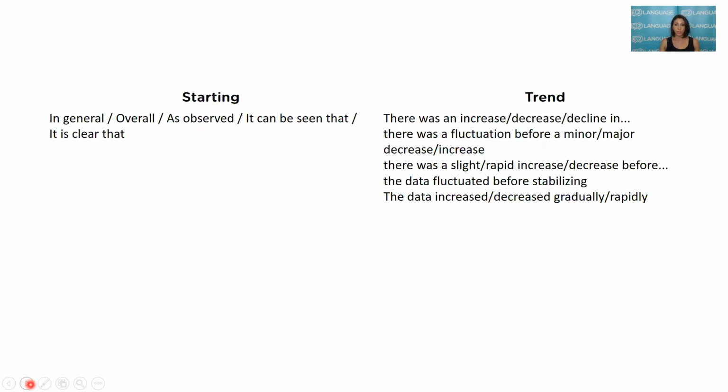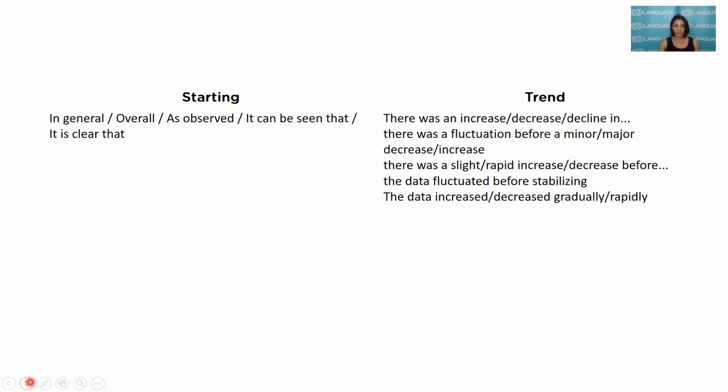Okay, when you want to introduce the trend, to introduce the second paragraph, you can start off with, in general, there was a decrease, increase, or decline. Overall, there was a fluctuation. As observed, there was a slight or rapid increase or decrease. It can be seen that the data fluctuated, or it is clear that the data increased. Again, you can use these interchangeably, okay?